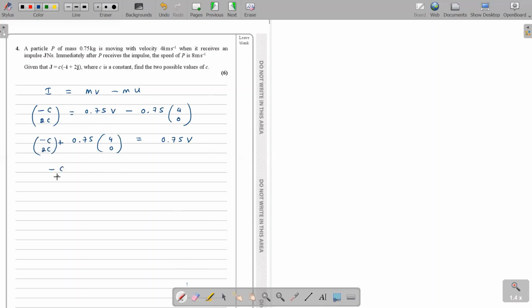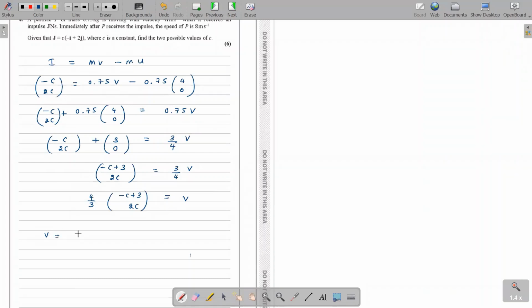So can you multiply this 0.75 with 4? 0.75 into 4 is 3, right? 0.75 into 0 is 0. Here again 0.75 is 3 over 4 as a fraction. So when I add this, I get (minus c plus 3, 2c) equal to 3 over 4 v. Are you with me? The final velocity is equal to 4 over 3 times (minus c plus 3, 2c). This is not a fraction, this is the velocity vector. So when I write in the proper form, velocity vector equals 4 over 3 times (minus c plus 3) i plus 4 over 3 times 2c j. Are you with me? So this is my velocity vector.